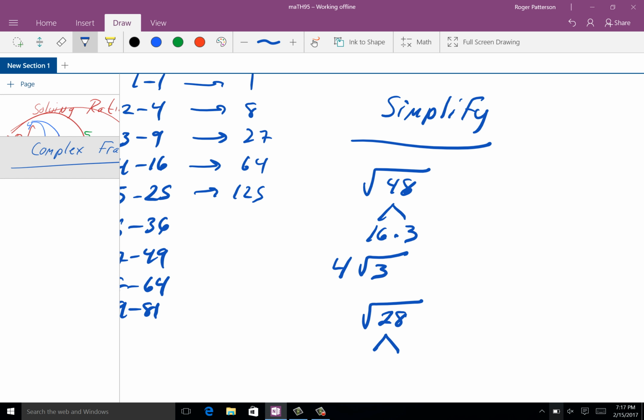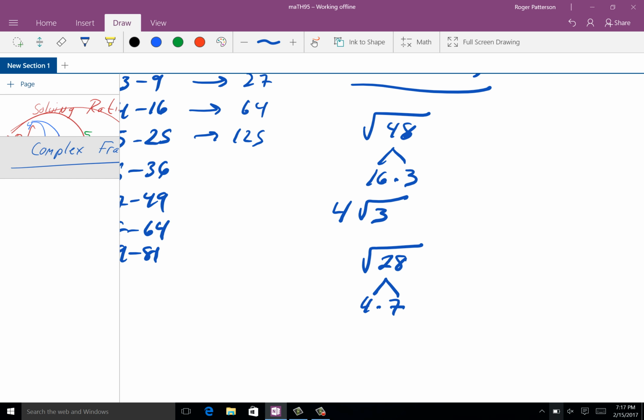4 goes in there how many times? 7. Okay, so then you take the square root of 4, which gives us 2. The 2 pops on the outside and the 7 stays on the inside. So that is simplifying a square root. This is also known as an exact answer because it's giving you an exact answer for it.